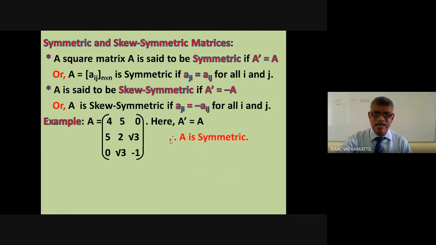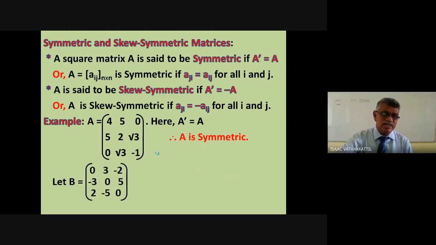Okay? You can write A dash equal to the same matrix. I skip writing that. You may write A dash equal to 4, 5, 0, 5, 2, root 3, 0, root 3, minus 1, which is equal to A. I just missed writing that. You can write like that. Therefore, A is symmetric. Now let me take a matrix B. I'm taking a 3 by 3 identity square matrix.